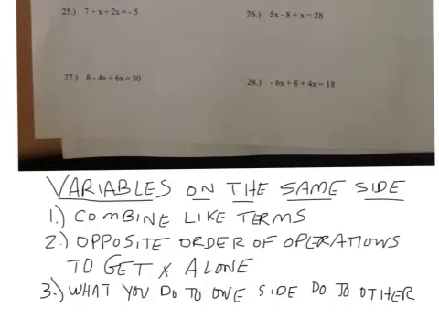Alright, for this particular lesson with the variables on the same side, you're going to follow these 3 steps. First of all, your goal is to combine the like terms first, and then ultimately get x alone. So to do that, you do the opposite order of operations. So please excuse my dear Aunt Sally, you would normally be doing multiply, divide first, then add and subtract, but you're doing the opposite of that. So you're going to get rid of add and subtract first, and then multiplication and division.